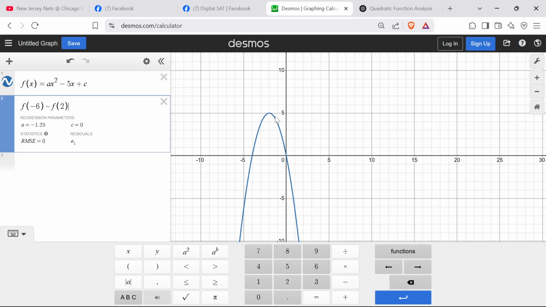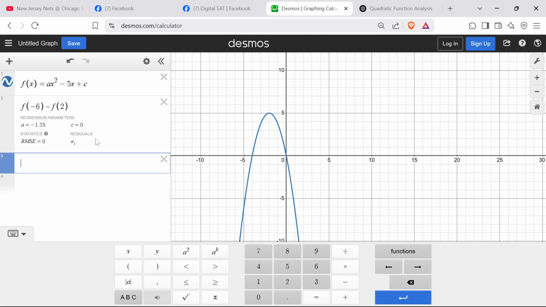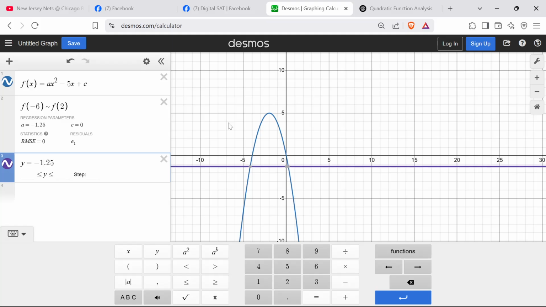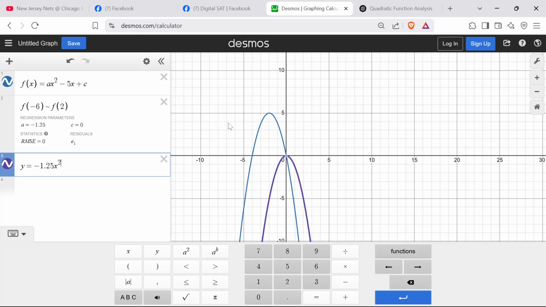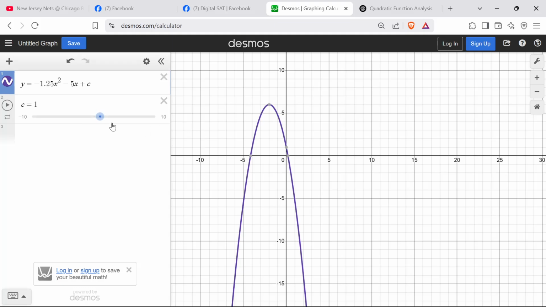But look at what's happened here. I better pay attention because (h, k), k is greater than 0. The y value is greater than 0. That's not what I want. So let me put in another equation using that a value. I'll put y equals negative 1.25 x squared minus 5x plus c. And now I'm going to get rid of these two because I don't need those anymore. I already know what a is. And now I've got a beautiful slider for c.